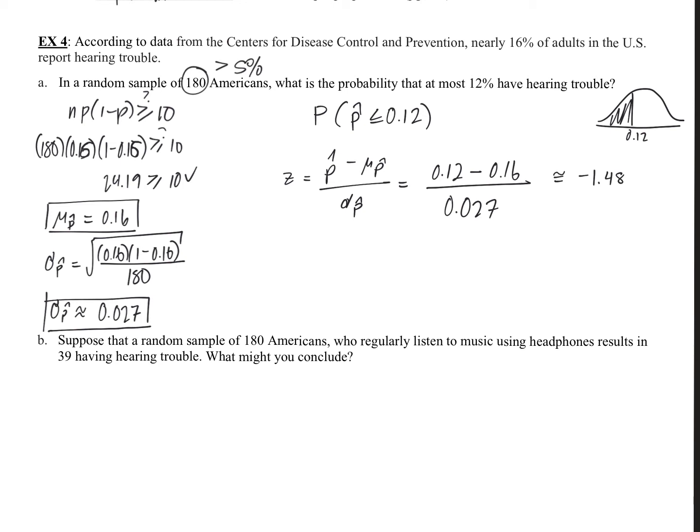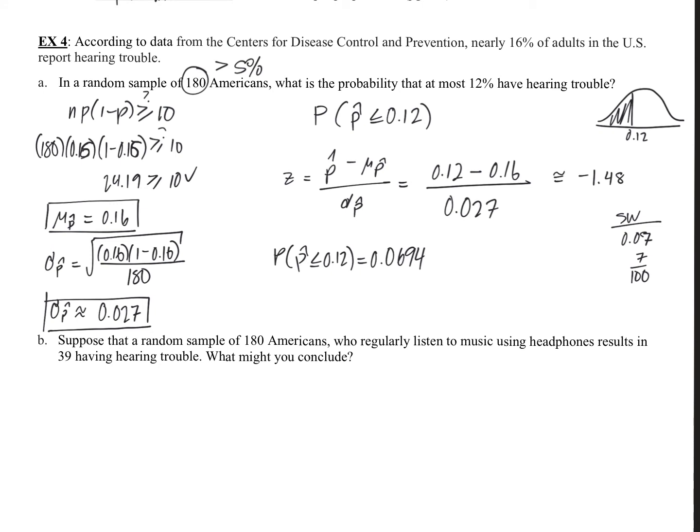So we're going to look in our table to find the area to the left, and we get an area of 0.0694. So the probability of p hat less than or equal to 0.12 is going to equal that. And what is the interpretation? Well, this is scratch work: if I rounded 0.069, that would be about 0.07, which is 7 out of 100.